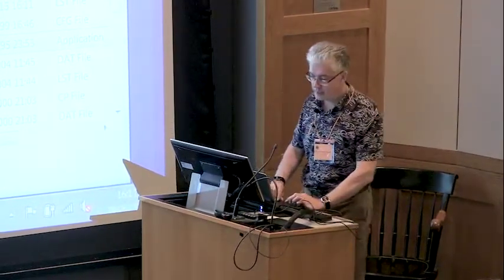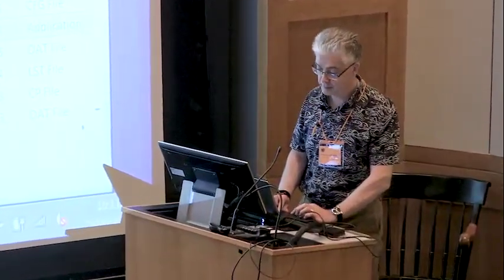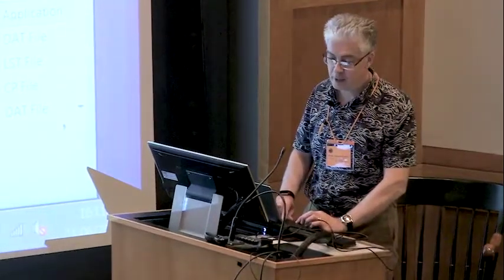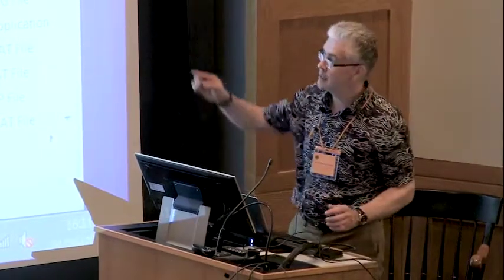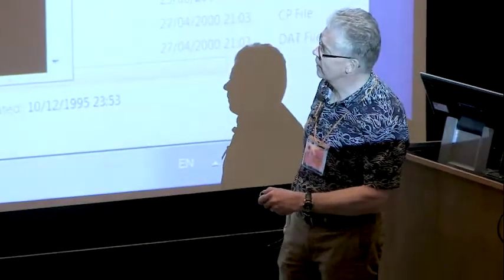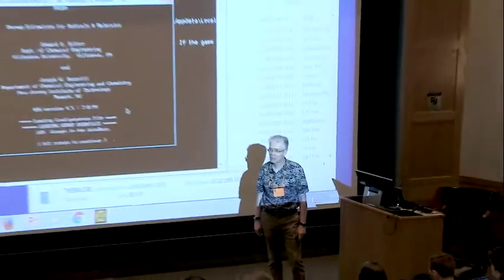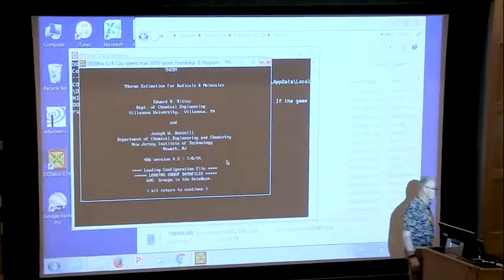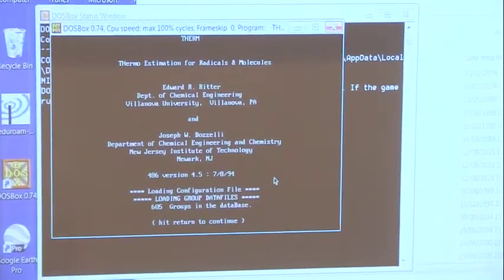Okay, so for PC, I have a PC version. I take the THERM executable and I just drop it onto DOSBox, and then we see this window. It gives the THERM version, hit return to continue. Does everybody see that?